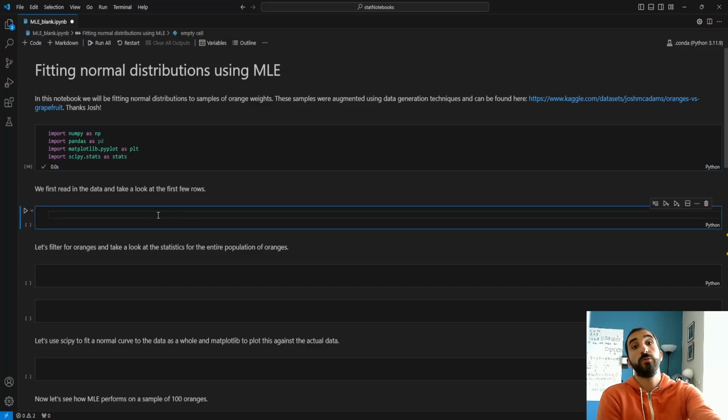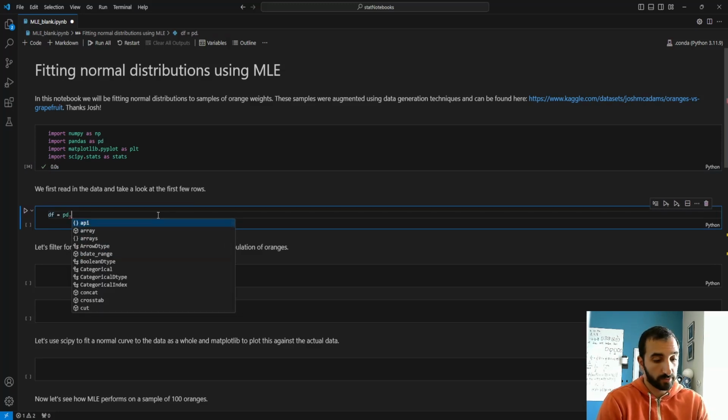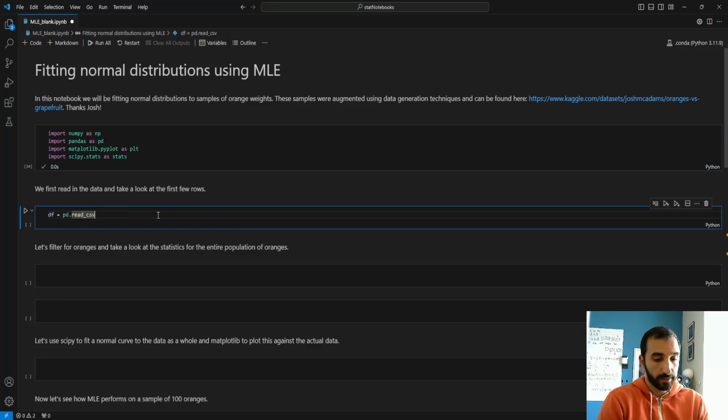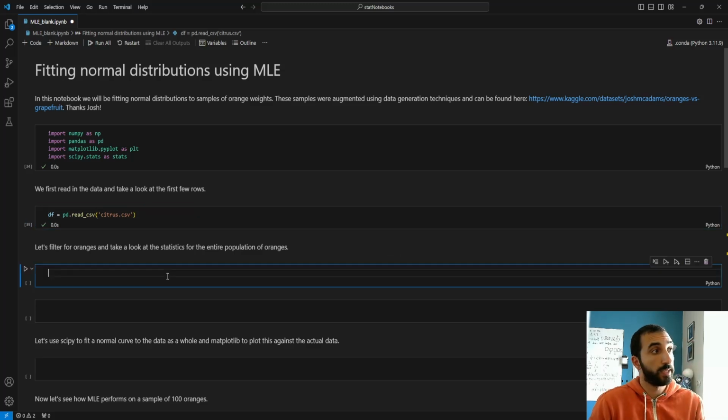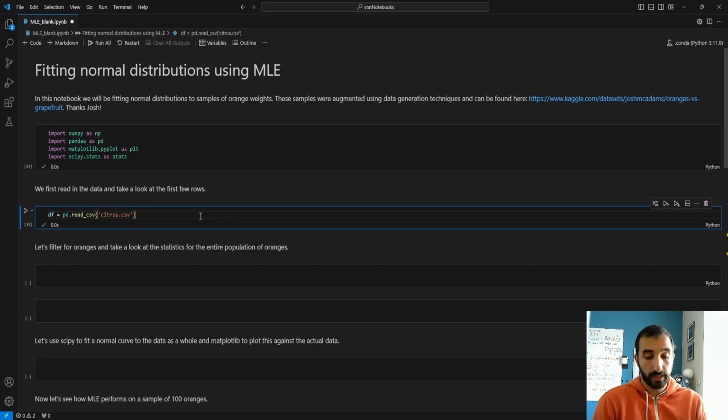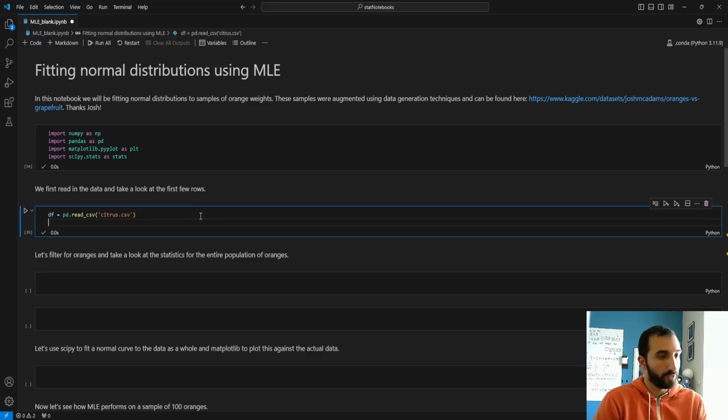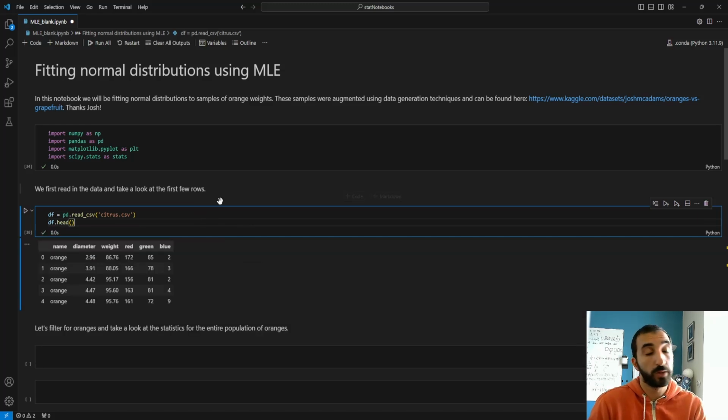All right, so let's go ahead and read in the data. So my data frame df is going to be pd.read_csv. I have this data saved as citrus.csv. So, okay, I now have the data in this data frame. So let's also take a look at the first few rows. So a helpful way to do that is df.head. And that'll give you an idea of what we're looking at.